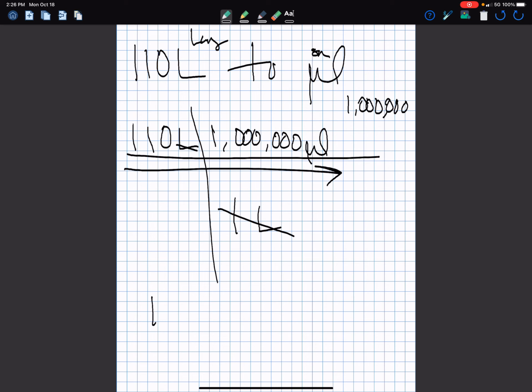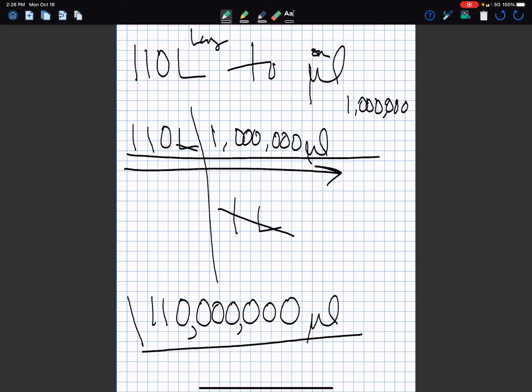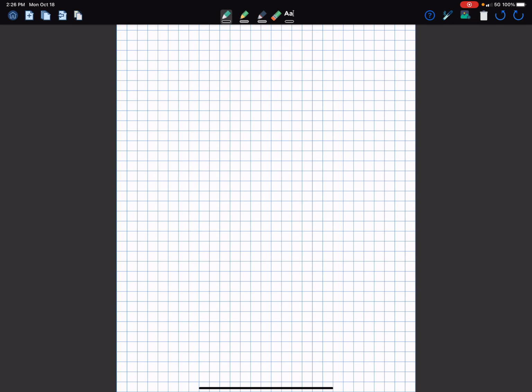So we get 110 million microliters. Railroad track method. Okay, try another one. Remember, you can stop and pause this video and look back, all right?